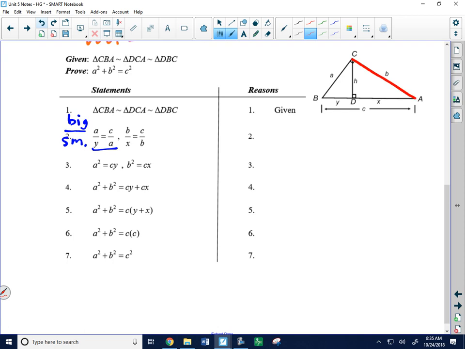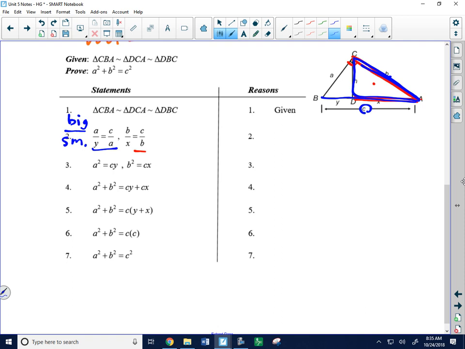B to X. Now that's the long leg in each triangle, like the heights. So in the big triangle, long leg; in the medium triangle, the long leg. And then C to B: in the big triangle, this is the hypotenuse, and in the medium triangle, B is the hypotenuse. Okay, so that was proportion. Just got to match it up. The sides have the same ratio.